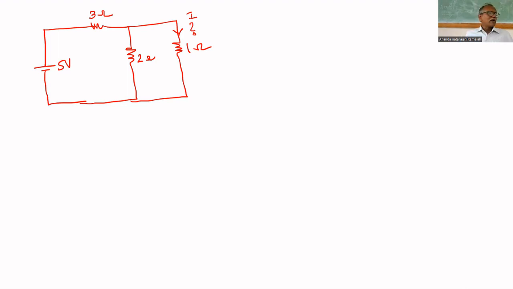We have to find the equivalent resistance first. Once you get the equivalent resistance, you can find the overall total current. Once you get the total current, you can find the current through 1 ohm. So find the equivalent resistance first.